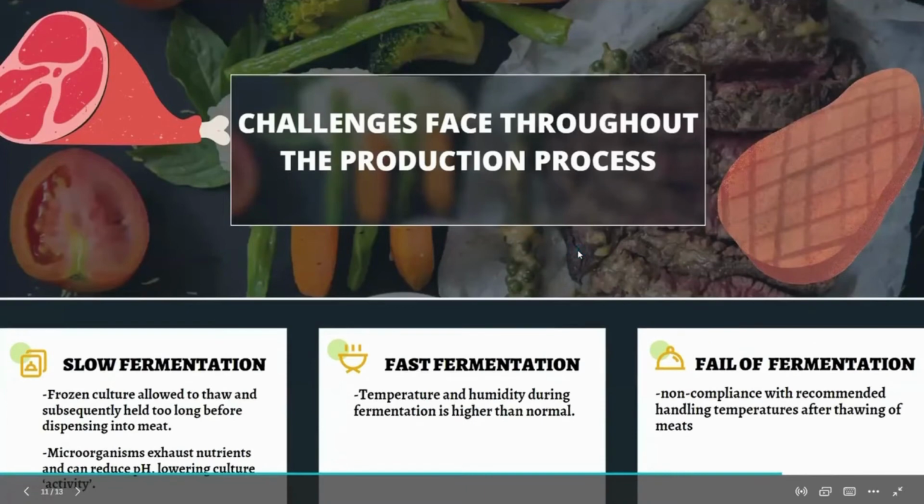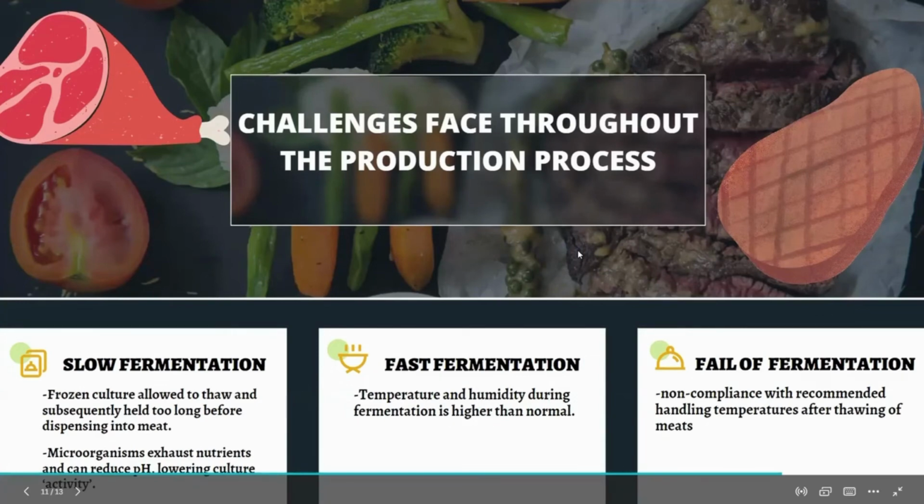There are a few challenges that we will face throughout the production of fermented meat. The first challenge is slow fermentation of meat. This occurs when the frozen culture is allowed to thaw and is subsequently held too long before dispensing into meat, and this will cause microorganisms to exhaust nutrients, reduce the pH value, and hence lower the culture activity.